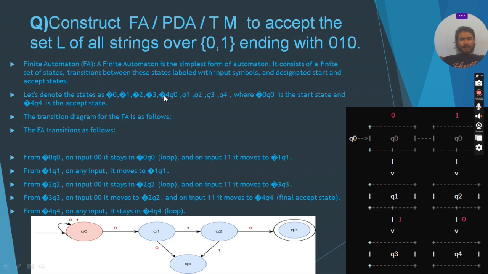The PowerPoint shows a question mark sign, but basically these are the Qs, the states, representing Q0, Q1, Q2.